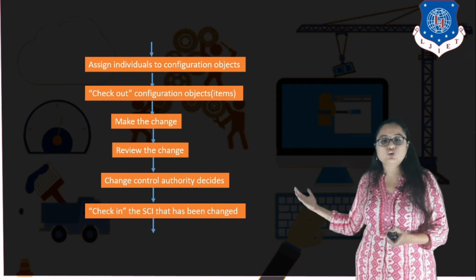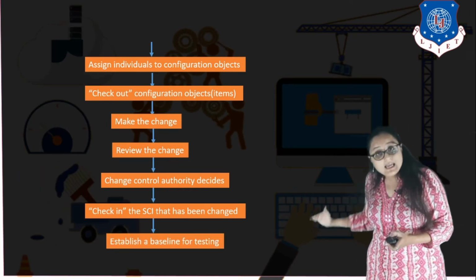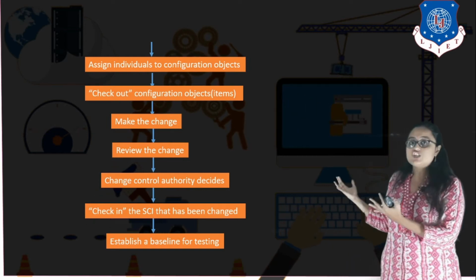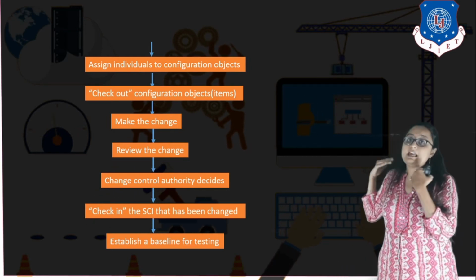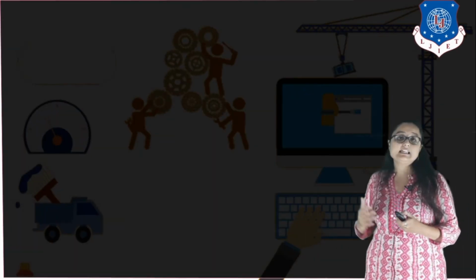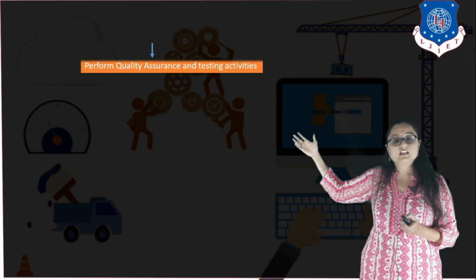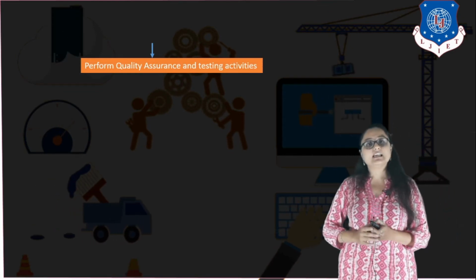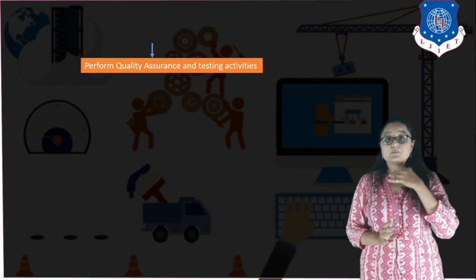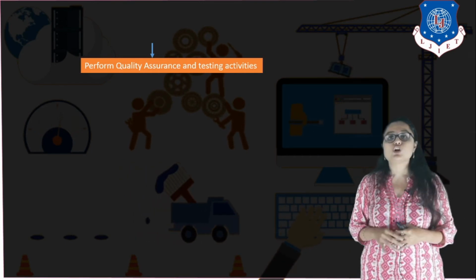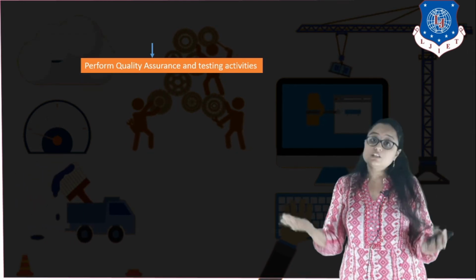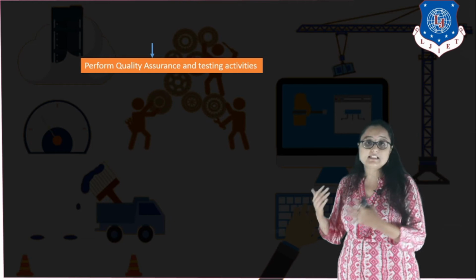So that is the final copy that has been checked in, and you will establish a baseline for testing, because this is the change that has been made by the developer and the review is done, but the testing of that change is still pending. So now the next thing is that the testing activities for that particular change commence, right? Because you know that the change should also be tested, and you should also check whether any other configuration items are affected by this change or not.